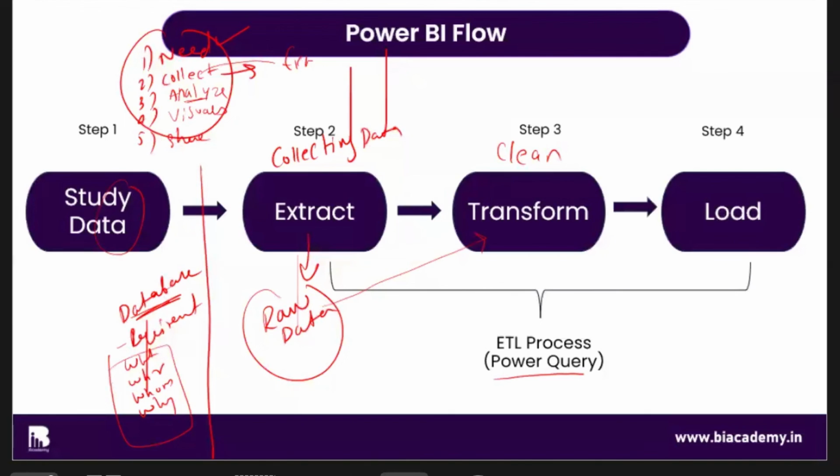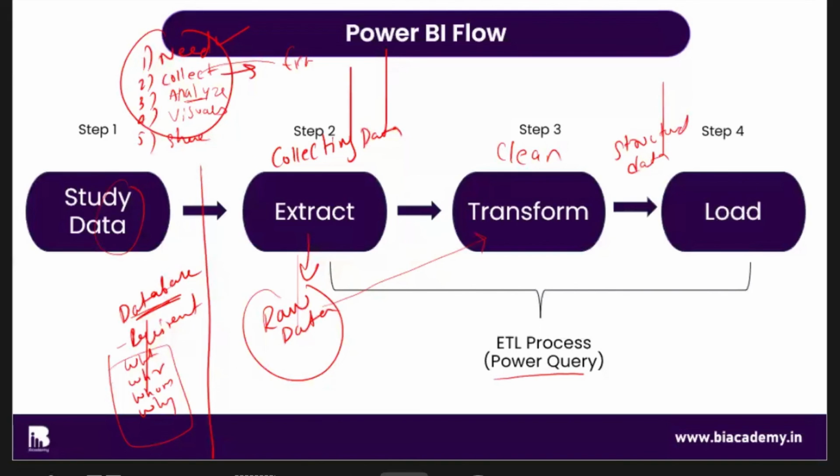So the output of transform data will be what? Structured data or organized data. Why? Earlier the data was not structured, it was semi-structured or unstructured, unclean, unorganized data. We clean it properly and structure it so that we can create visuals out of it. So the third step is cleaning, very important.